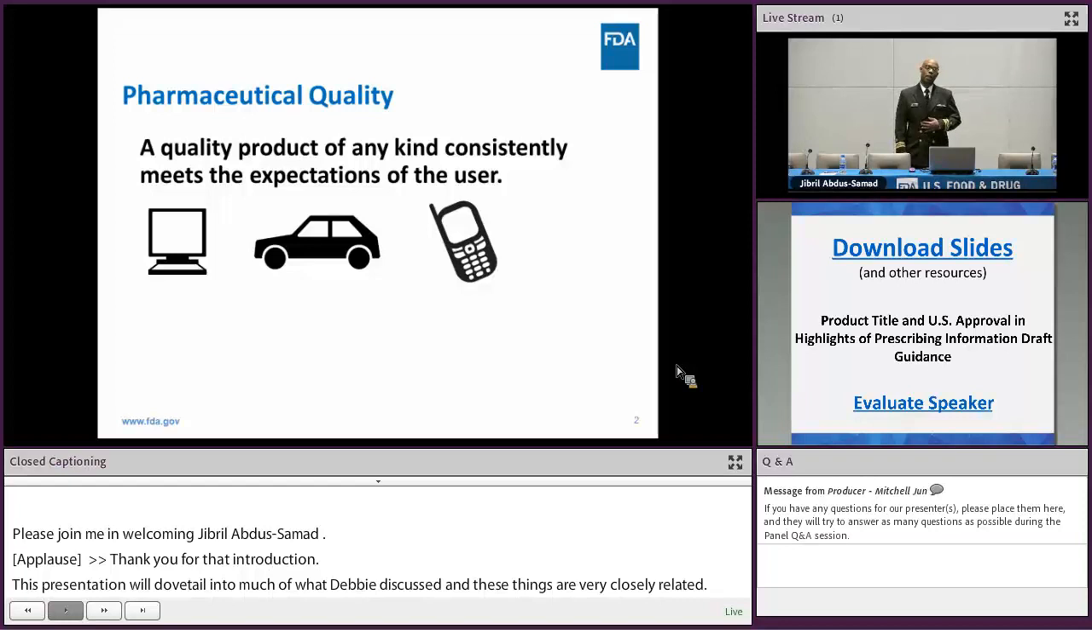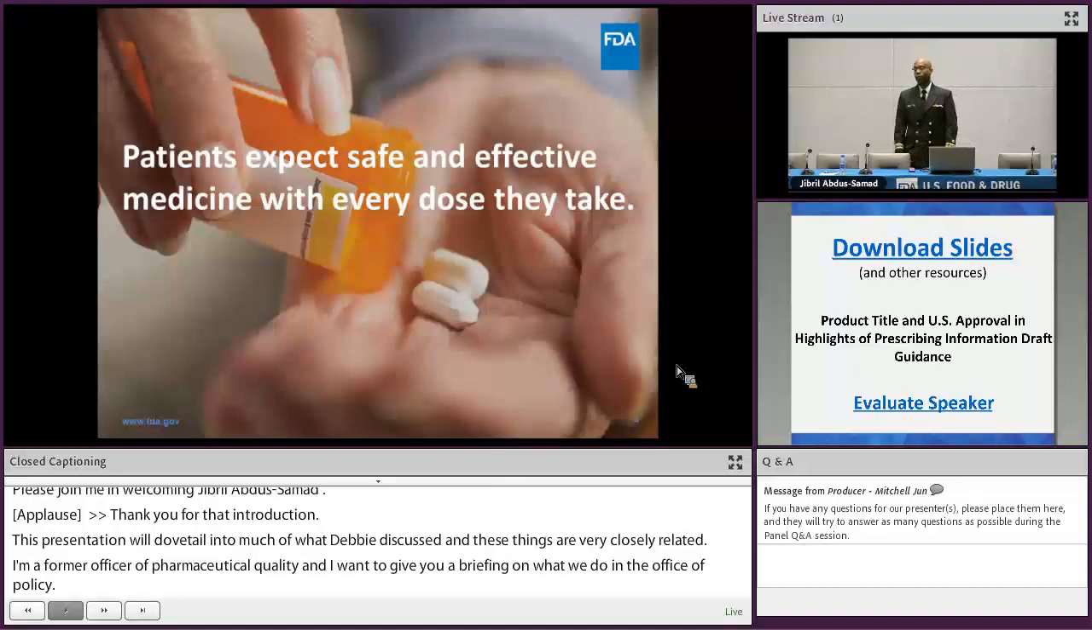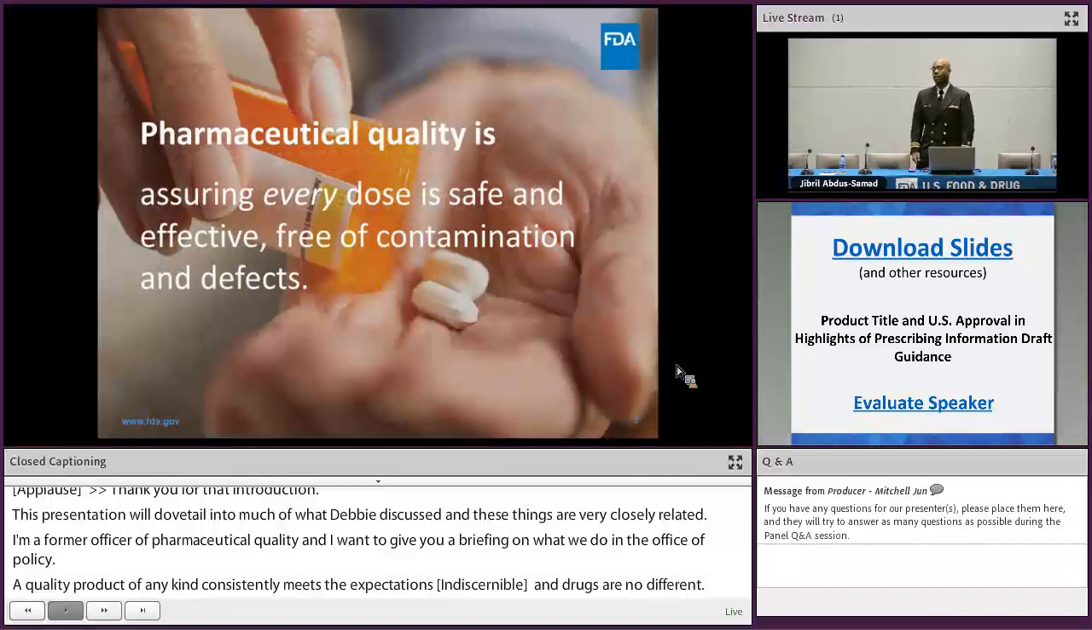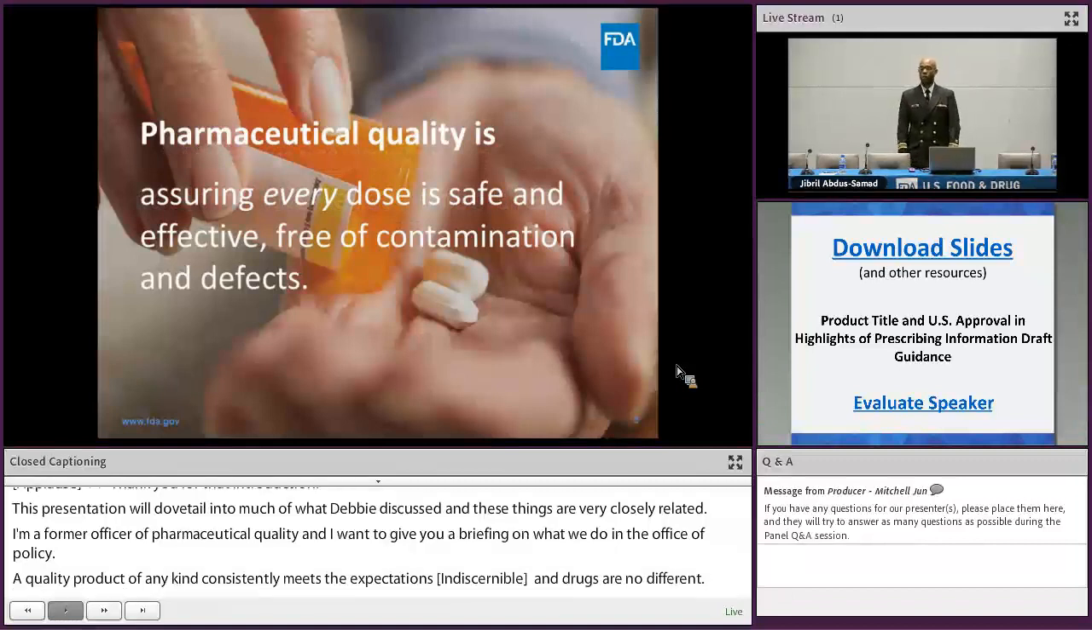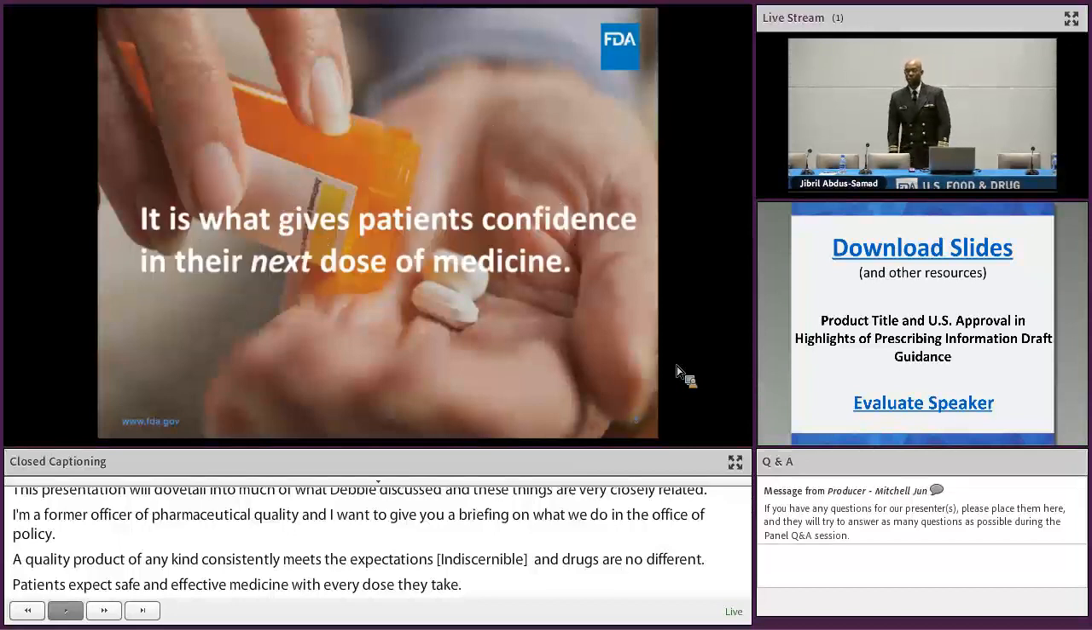A quality product of any kind consistently meets the expectations of the user, and drugs are no different. Patients expect safe and effective medicine with every dose that they take. Pharmaceutical quality is assuring every dose is safe and effective and free of contamination and defects. It is what gives patients confidence in their next dose of medicine.